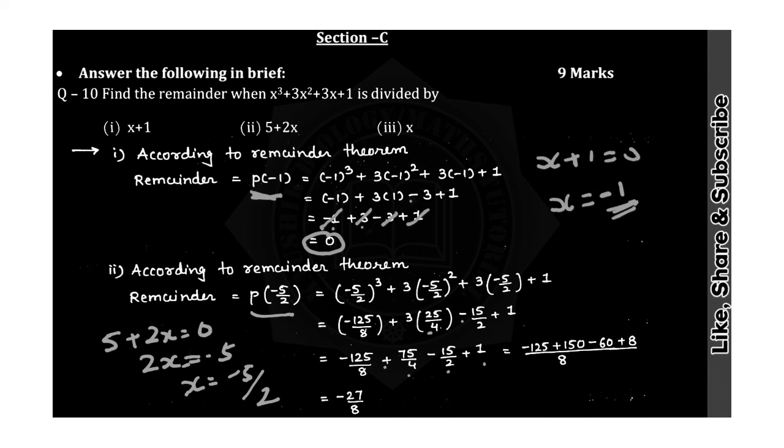Now if we consider the denominator of each term, here the denominator is 8, here 4, in the third term 2, and in the last term 1. So the LCM of all the denominators will be 8. For the first term there is no multiplication. In the second term we multiply the numerator by 2, in the third term by 4, and in the last term by 8. Therefore the simplified form will be minus 125 plus 150 minus 60 plus 8. By solving the numerator we get minus 27, and therefore the remainder in the second case will be minus 27 by 8.